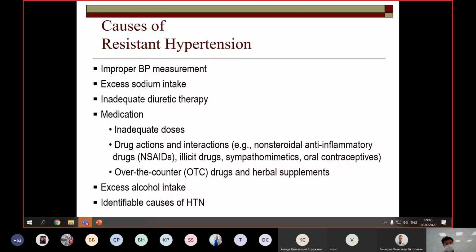Improper BP management, excess sodium intake, inadequate diuretic therapy, some medications needed for other conditions such as anti-inflammatory drugs that lead to fluid retention, for instance, excess alcohol intake, and other previously unidentifiable causes of hypertension.